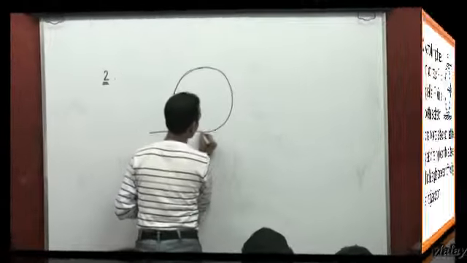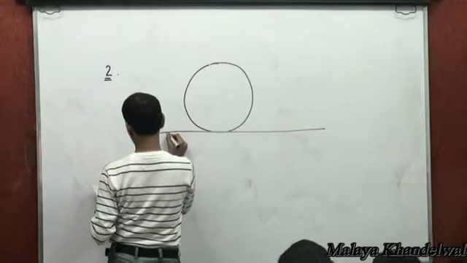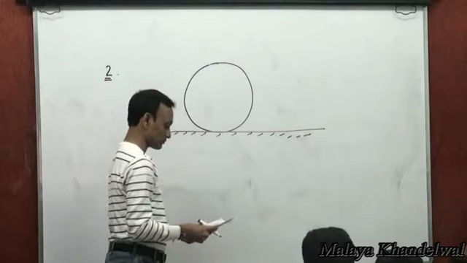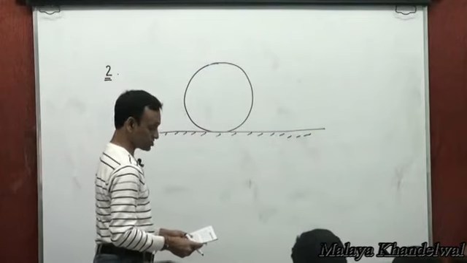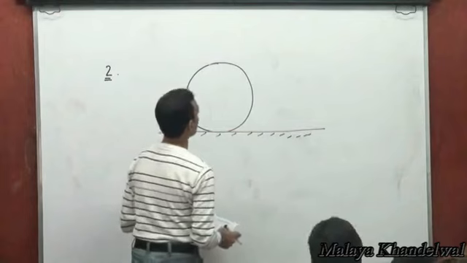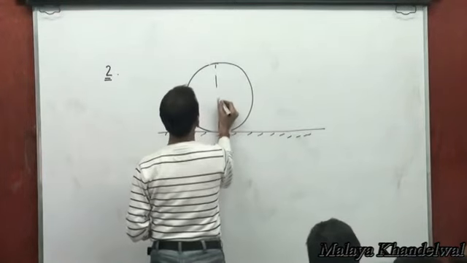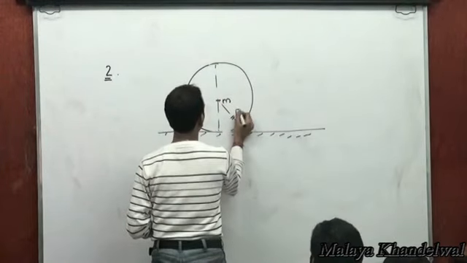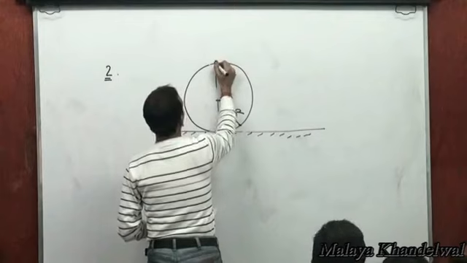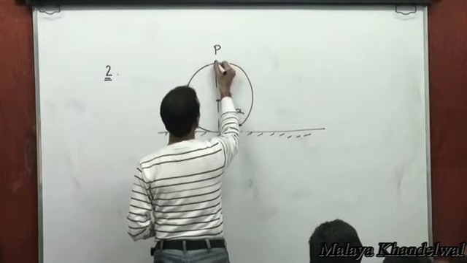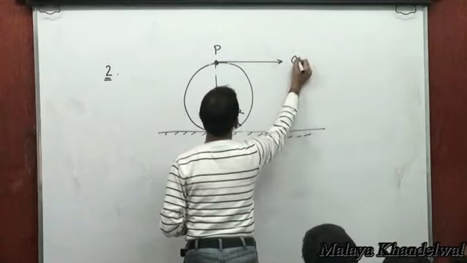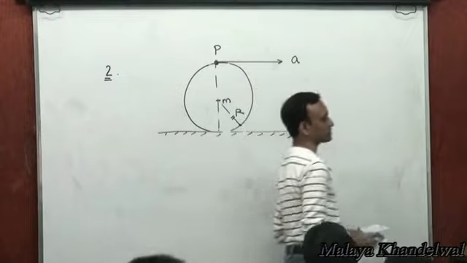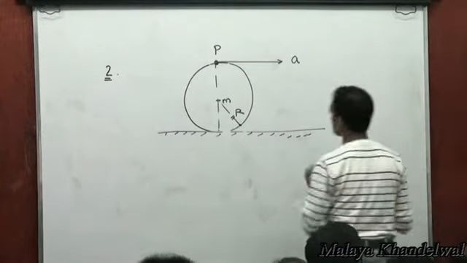There is a ring. This is a smooth ring of mass m and radius r. At the point P, it's pulled with a constant acceleration a. You want to find the angular acceleration of the ring at this position.